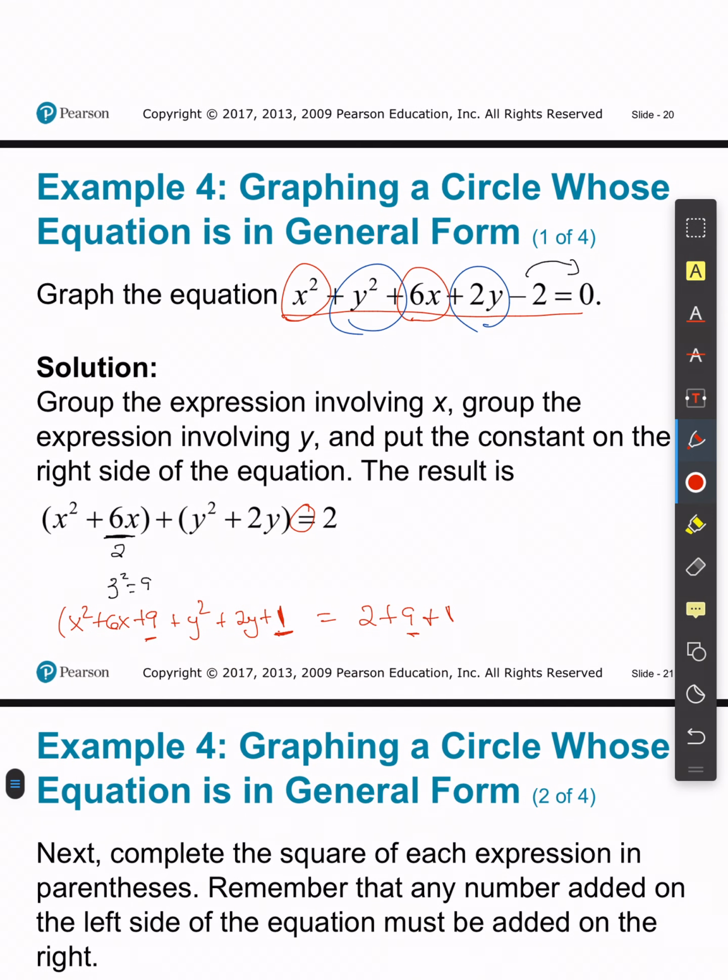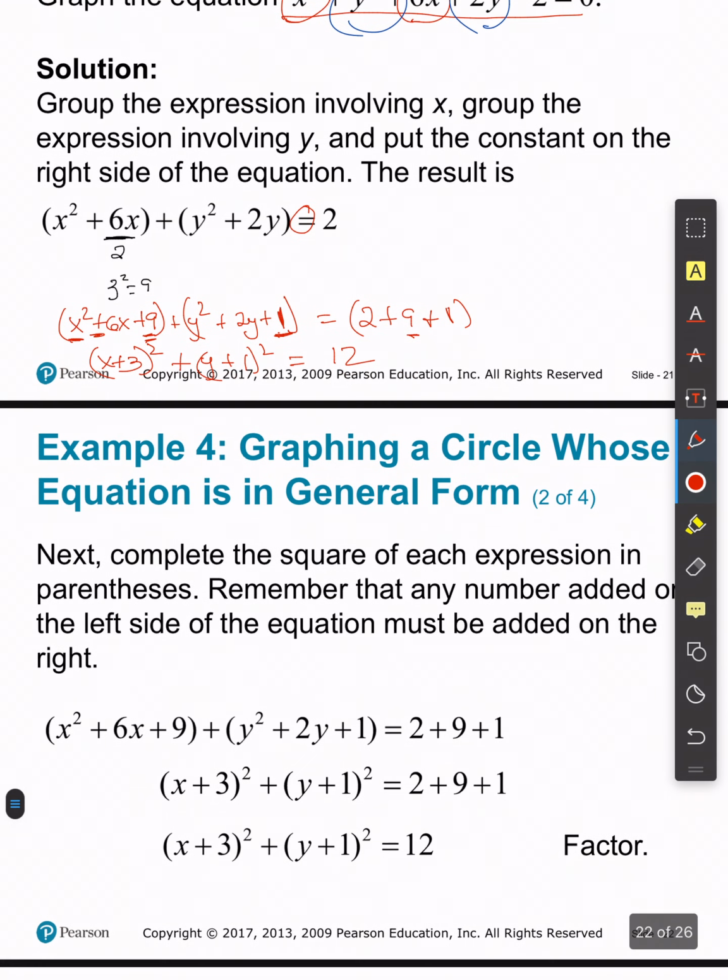So this thing can be factored now. And then this side can obviously be simplified. When I go to factor, it's always going to factor to the square root of this with this sign and the square root of this. So this is going to be x plus 3 squared plus y plus 1 squared is equal to, and I believe that is 12.